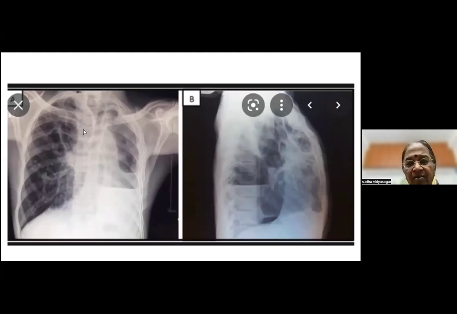Yeah, what is that now? This is a lateral. This is a PA. So what's that now?